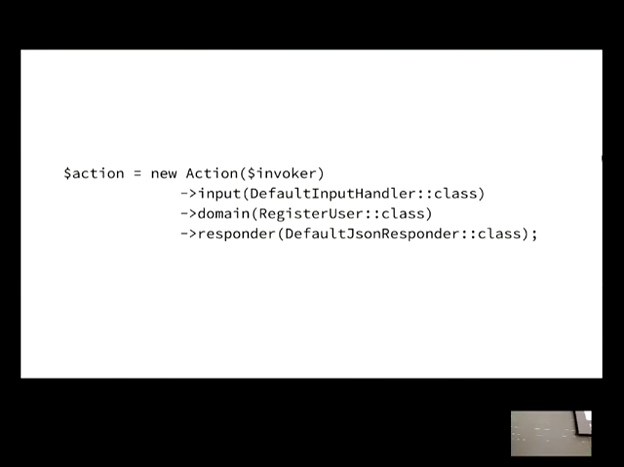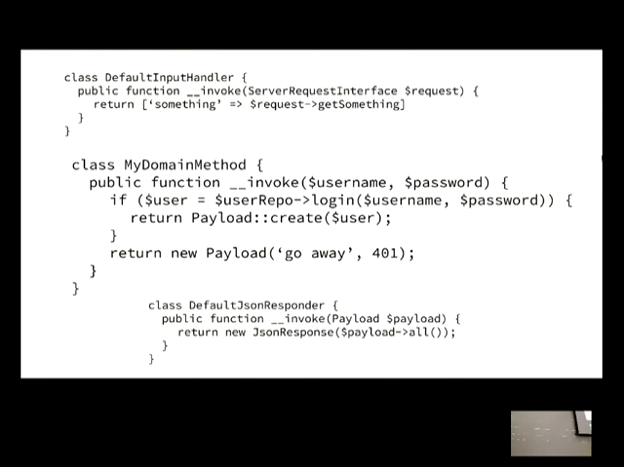So this is it all put together. Action equals new Action. I'm passing in invoker because that's a dependency there. Setting the input to default input, domain to register user, and responder to default JSON responder. So yeah, this is kind of an idea of what those stages might look like.